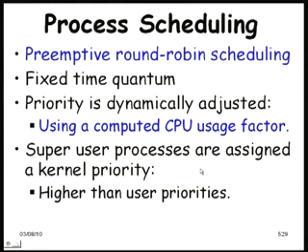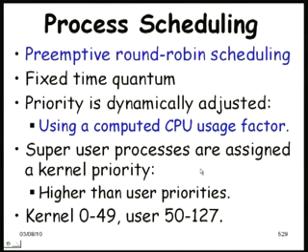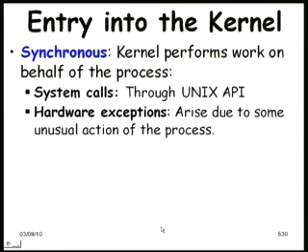And then the superuser processes are run at kernel priority, which is higher than the user priority. The kernel is typically 0 to 49 and the user is 50 to 127.